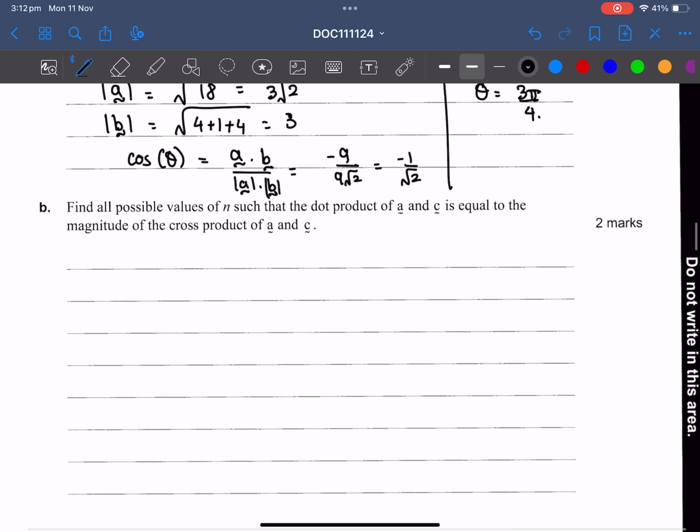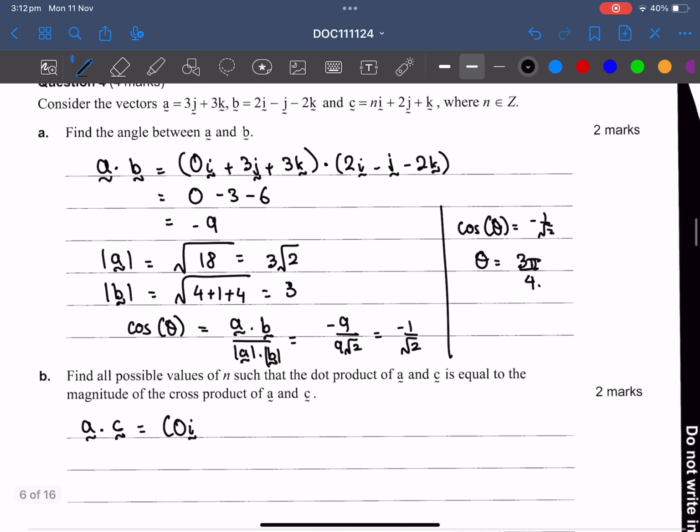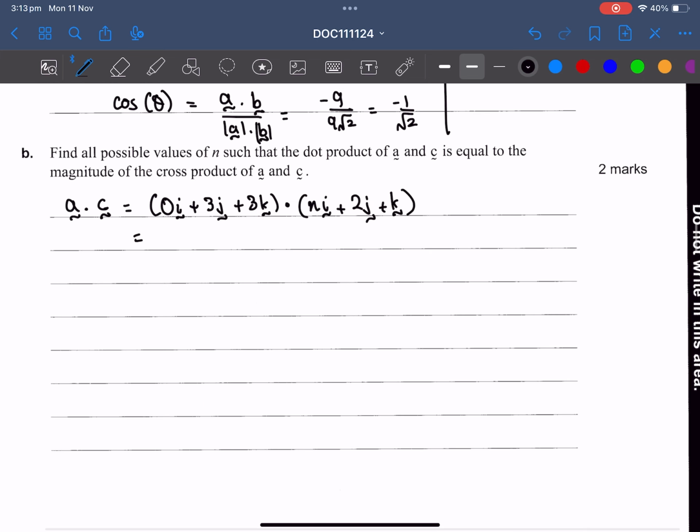Find all the possible values of n such that the dot product of A and C is equal to the magnitude of the cross product of A and C. Okay, so let's start by doing the dot product again. So it will be 0i plus 3j plus 3k, dot product ni plus 2j plus k. Okay, so we'll get 0 plus 6 plus 3, which is equal to 9.